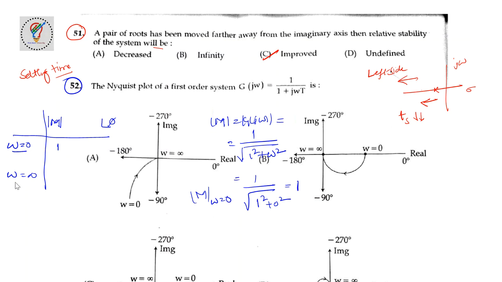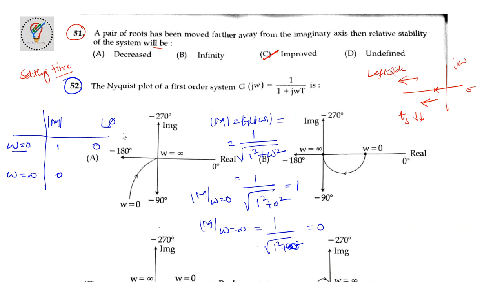Similarly, we'll talk about magnitude when omega equal to infinity, then what you will get is 1 by square root of 1 square plus infinity square. So infinity added with 1 is nothing but infinity only. So 1 by infinity is equal to 0. So we got this magnitude, 0 here.